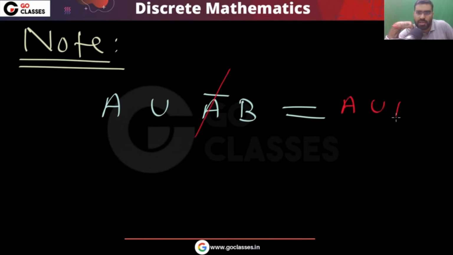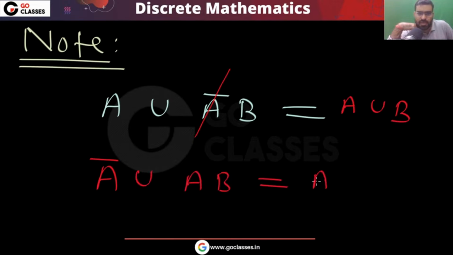That A union A complement B, what you can do? You can remove this A complement. So finally you will get A union B. Similarly, A complement union AB simply will be A complement union B. So like this. These rules will definitely help you a lot.